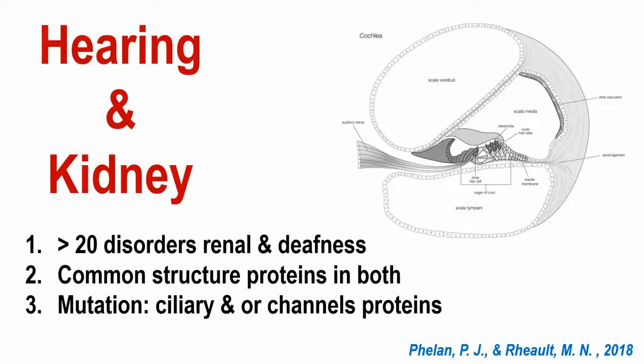There are more than 20 disorders with renal tubulopathy and deafness. This is because of common structural proteins in both ears and kidney, especially the inner ear hair cell processes, and this mutation, producing through ciliopathy and channelopathy protein defects, produces these diseases.